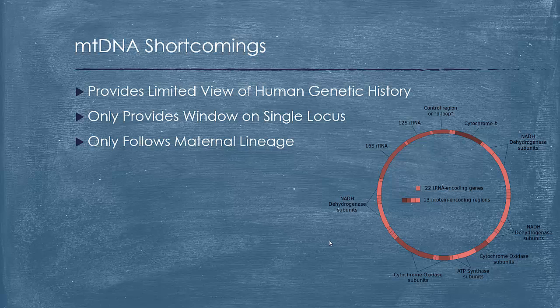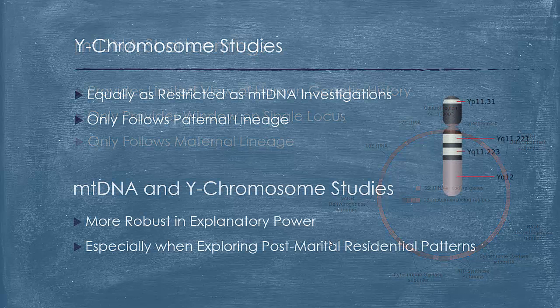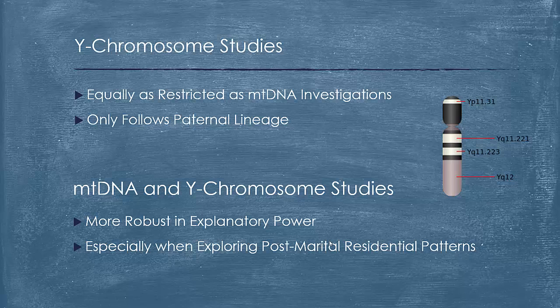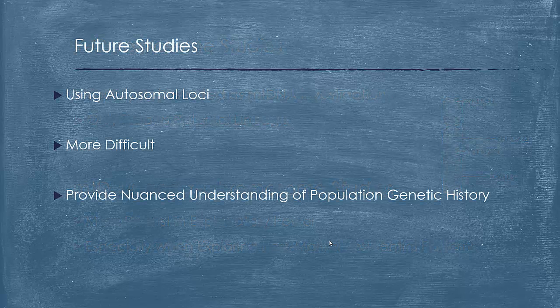Now, there are some shortcomings for using only mtDNA. The reason for this is that mtDNA provides a limited view of human genetic history, as it only provides a window on a single locus, and it only follows the maternal lineage. Now, Y chromosome studies are equally as restricted as mtDNA investigations, and the reason for this is they only follow a patrilineal lineage. However, studies that use both mtDNA and Y chromosome are more robust in explanatory power, as they explore both maternal and paternal lineages simultaneously, and it's particularly powerful at exploring postmarital residential patterns. Now, future studies are beginning to look at autosomal loci, which are more difficult to study but have a more nuanced understanding of population genetic history.